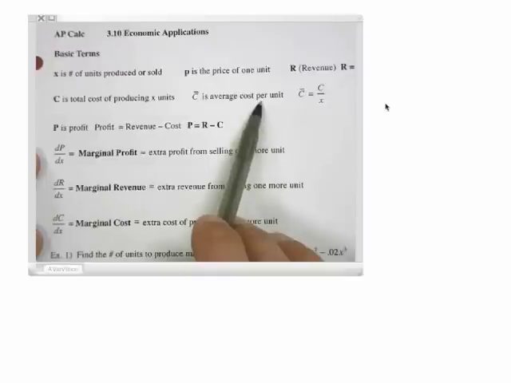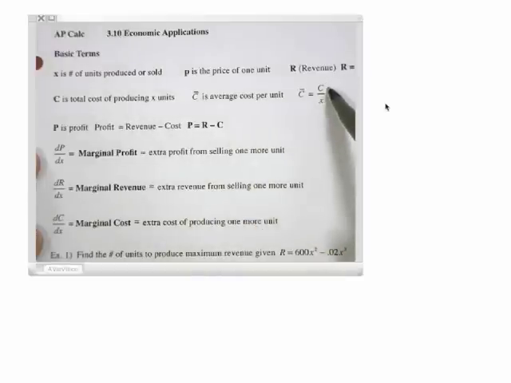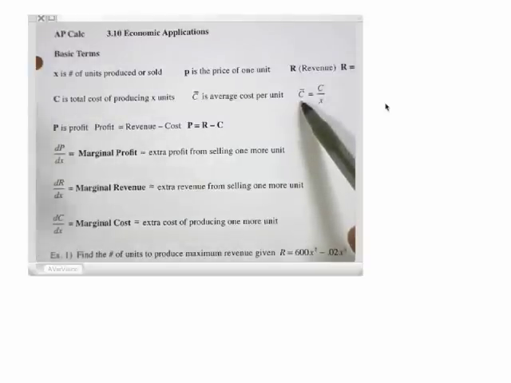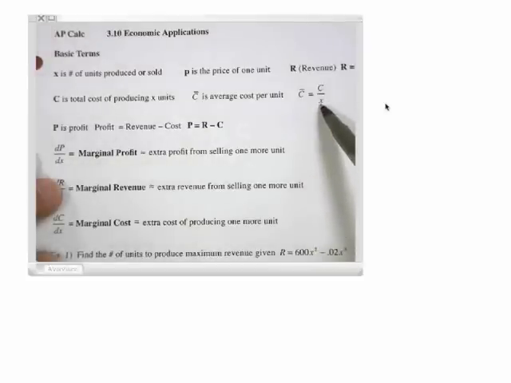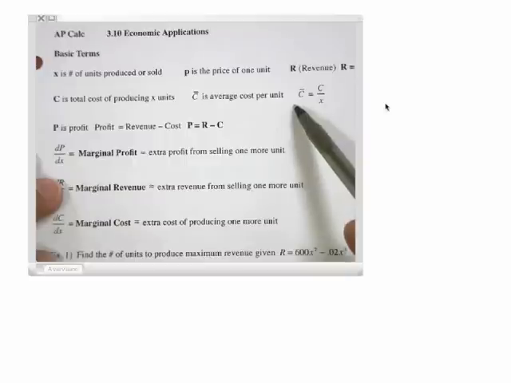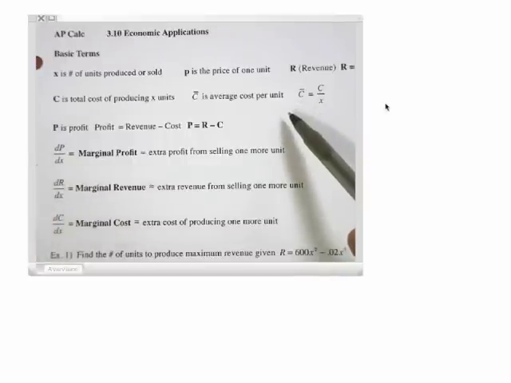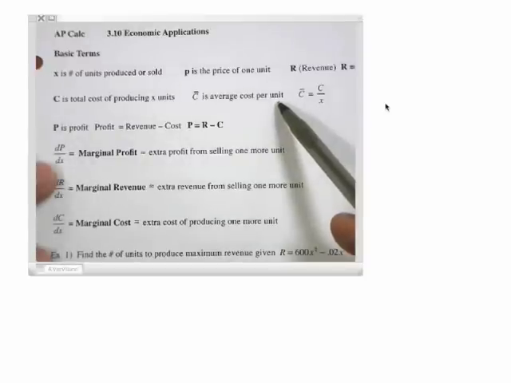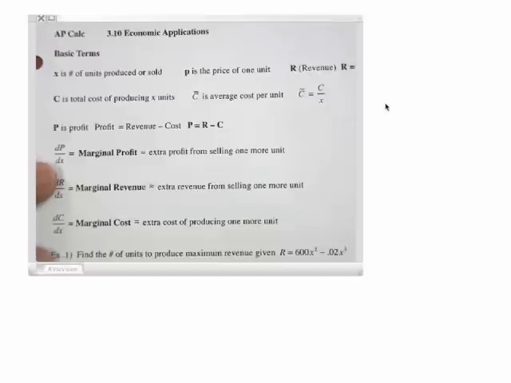To get the average cost per unit, we take the total cost of producing the units divided by the number of units. So for example, if I produced 30 units and it cost me $300 to produce them, I would take the $300 total cost divided by the 30 units, and I'd get that it cost me $10 per unit. Okay, so that's average cost per unit. A lot of times you have to minimize your average cost. The big thing you have to remember is you have to take your cost equation and divide it by x before you try to find the derivative.